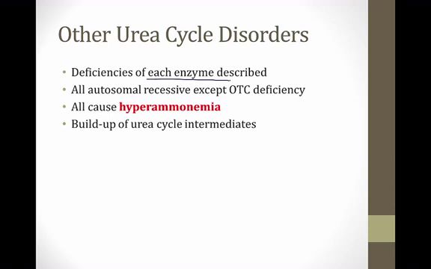There are other urea cycle disorders. Deficiencies of each enzyme in the cycle have been described. All of them are autosomal recessive except for OTC deficiency, which, as I told you before, is X-linked recessive. They all lead to hyperammonemia. If you see a baby with hyperammonemia, you should think of a urea cycle disorder, and they all lead to buildup of various urea cycle intermediates depending on which enzyme is dysfunctional.